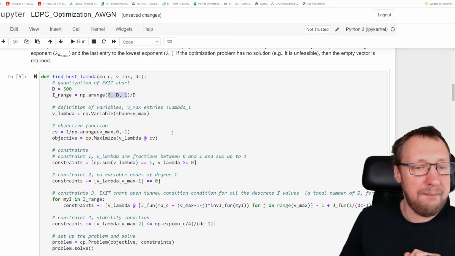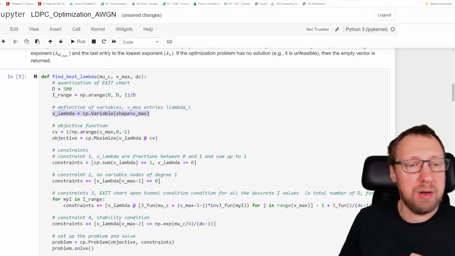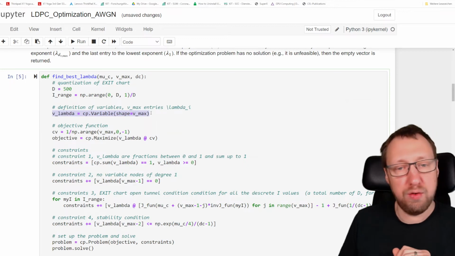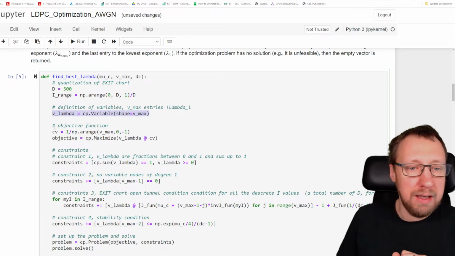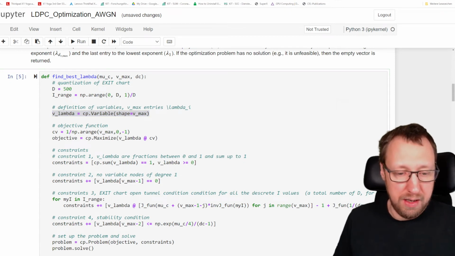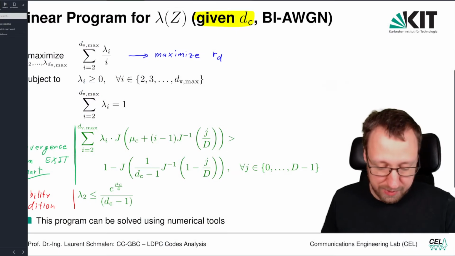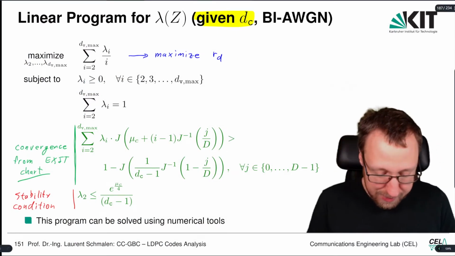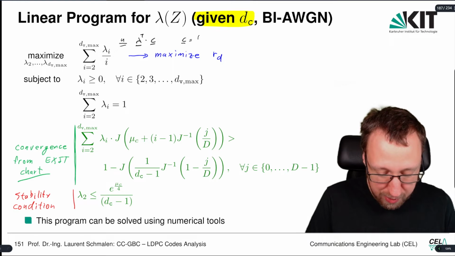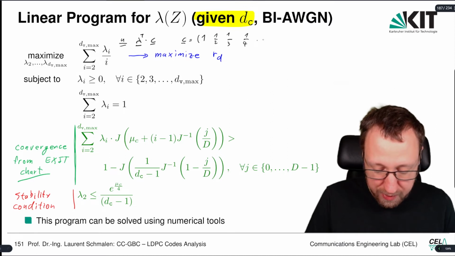And then we define our variable. So we would like to optimize a vector of length dv max, which is a variable of our convex optimization toolbox. We use cvxpy in this case. Then our objective function is we maximize the sum over lambda i divided by i. This is equivalent to saying that we have a vector lambda transpose times a vector c, and the vector c is equal to 1, 1 over 2, 1 over 3, 1 over 4, and so on.